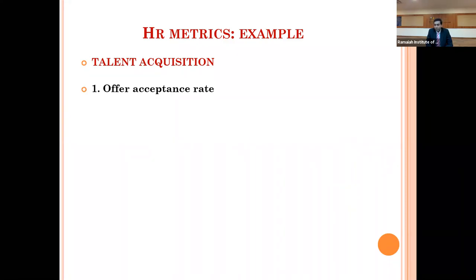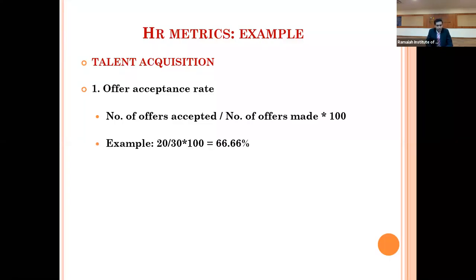So how many people accepted the offer? The offer letter which we have given to the interviewees. The people who got offer letters, but not all of them will join. There are a lot of reasons behind that. So that's all about the offer acceptance rate. We have to do some calculation for that: number of offers accepted divided by number of offers made. For example, 20 people out of 30 accepted offers, which means the offer acceptance rate is 66.66%.